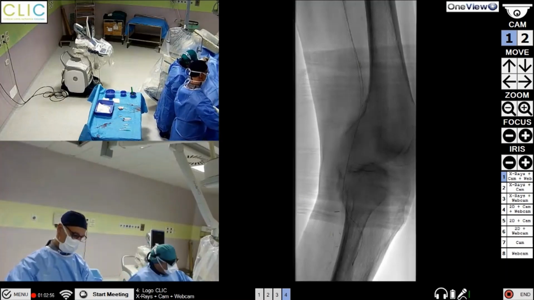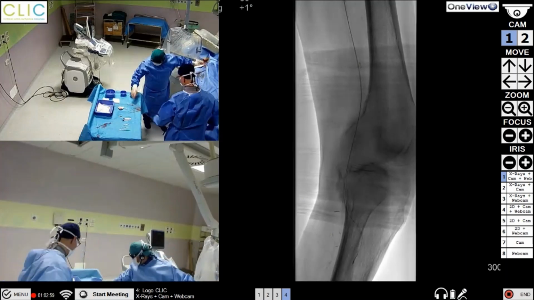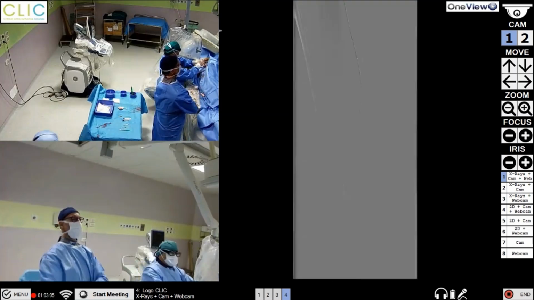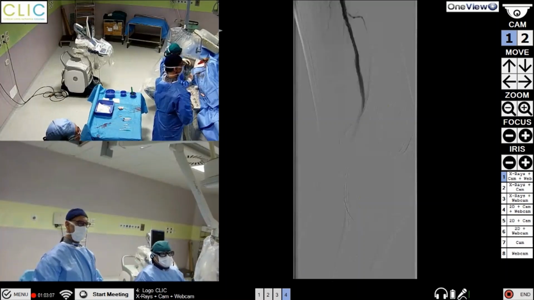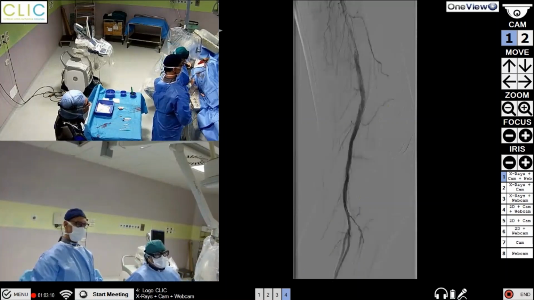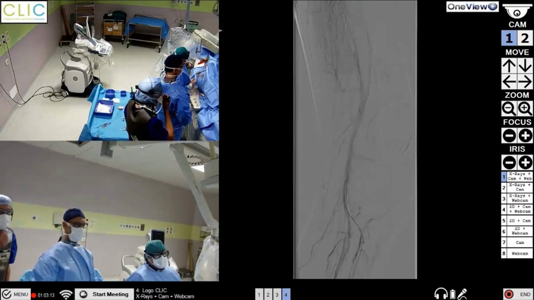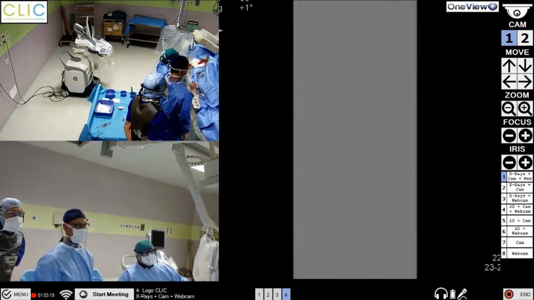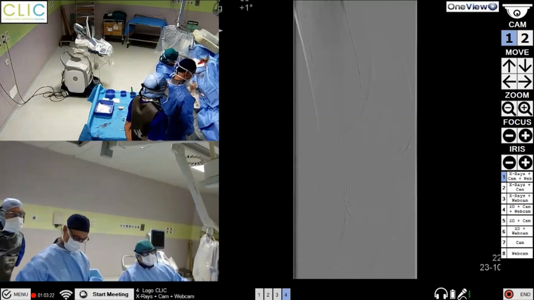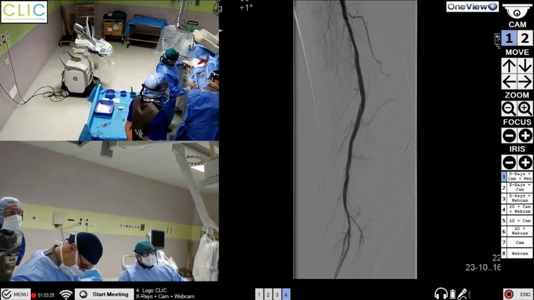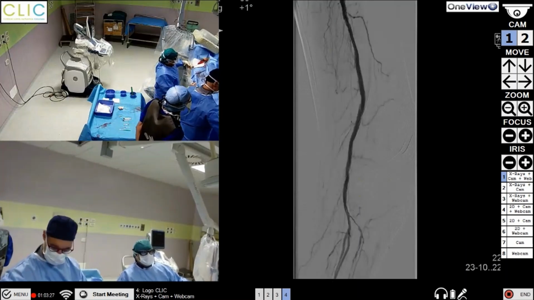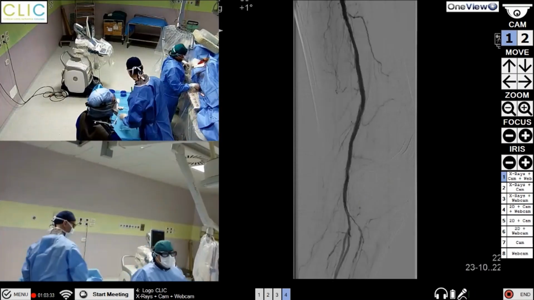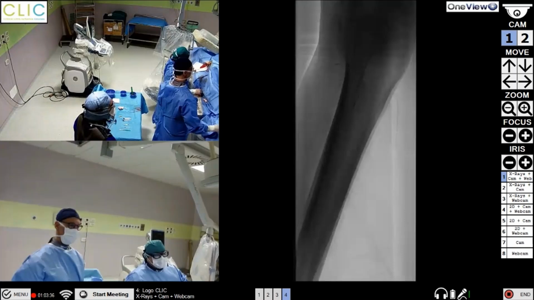Almost out. Okay, I got the wire. Stay still with the leg, still, still, still. Yes, the SFA and POP seem to be better now. The flow seems to be a little bit faster. So yes, we can check the foot, and then we can decide later if we really need a stent there.